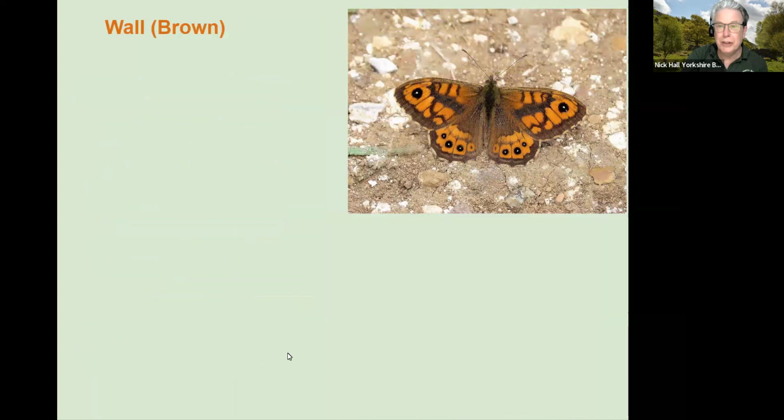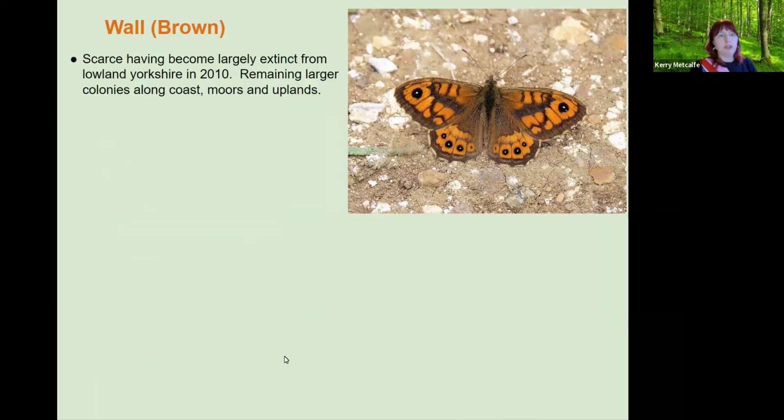I'm going to hand now to Kerry for her species, the wall brown. Excellent, thank you, Nick. So wall brown, often abbreviated to wall. Sadly, a bit scarce really, from lonely in Yorkshire since 2010.